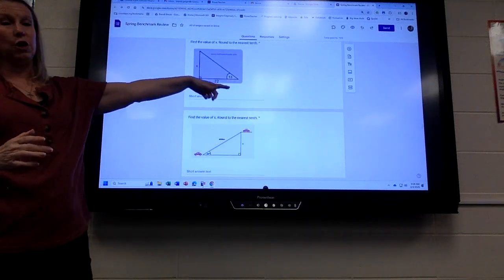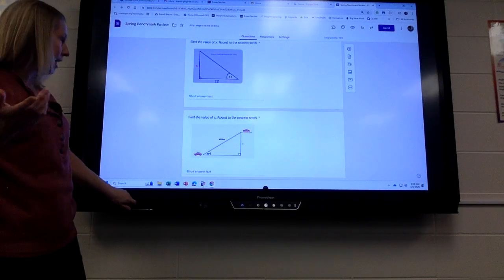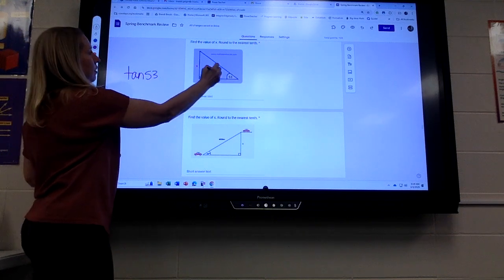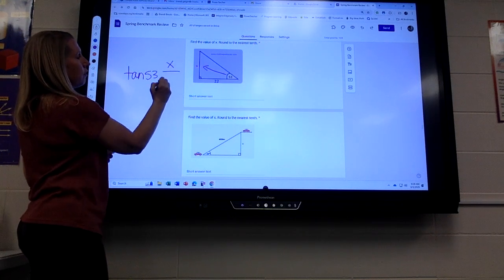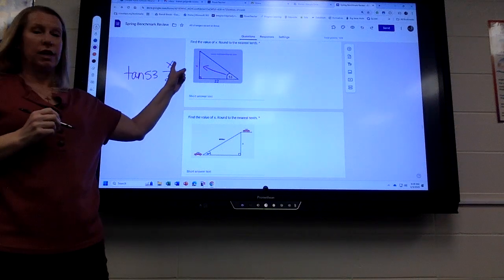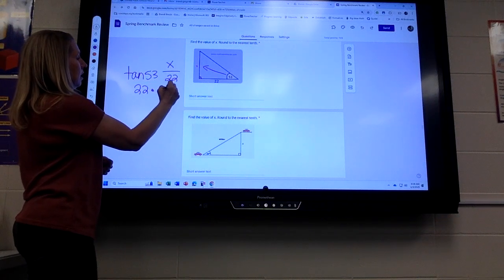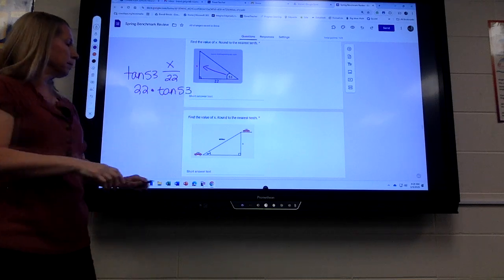This one, there's no hypotenuse again, so tan again, tan 53. You have to do opposite over adjacent. X is on top, so multiply 22 times tan 53.